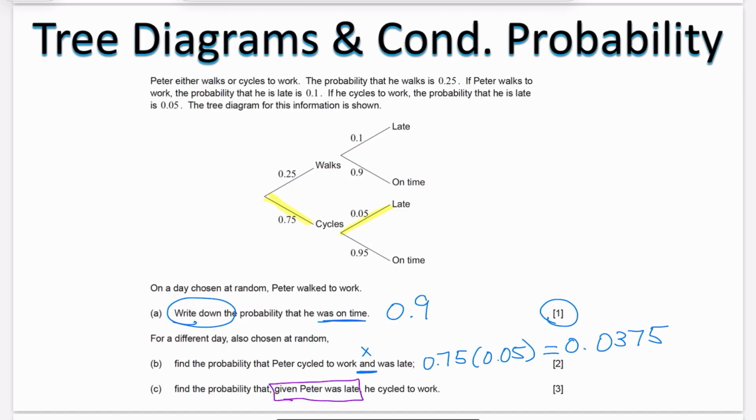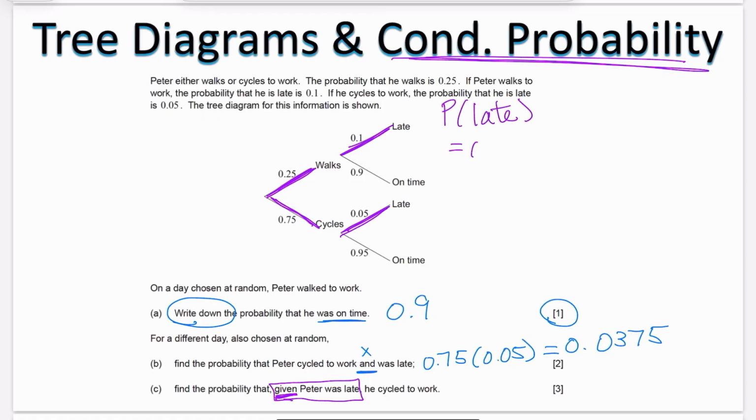Part C. Find the probability that, given Peter was late, he cycled to work. The given condition is that Peter was late, and I recognize that because it comes after the word given. That is going to be my new denominator. Whenever you have conditional probability, your new denominator is going to be the given condition. So in this case, what is given is that Peter was late for work. How do I determine the probability that Peter was late to work? Either he walks and he's late to work, or he cycles and he's late to work.